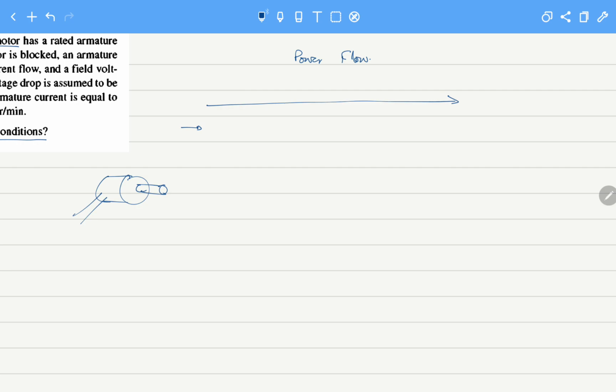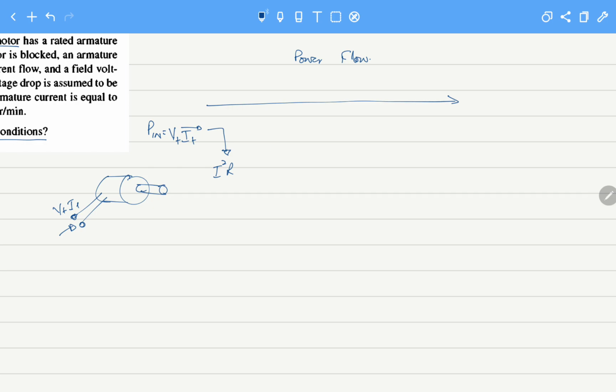the input to the motor is basically the power we are giving at the terminals. So the input to the motor is P in, which is V terminal times I terminal. This is also the line current, we can call it. Now inside the motor, the first kind of losses that exist are I square R losses, in the winding.